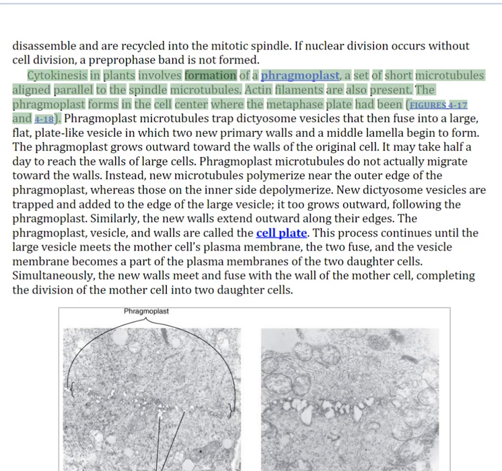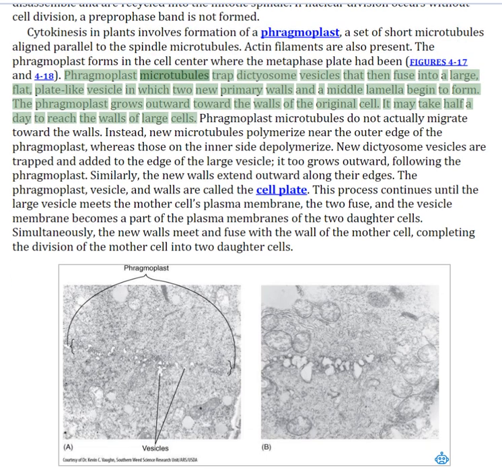Cytokinesis in plants involves formation of a phragmoplast, a set of short microtubules aligned parallel to the spindle microtubules. Actin filaments are also present. The phragmoplast forms in the cell center where the metaphase plate had been. Phragmoplast microtubules trap dictyosome vesicles that then fuse into a large, flat, plate-like vesicle in which two new primary walls and a middle lamella begin to form.